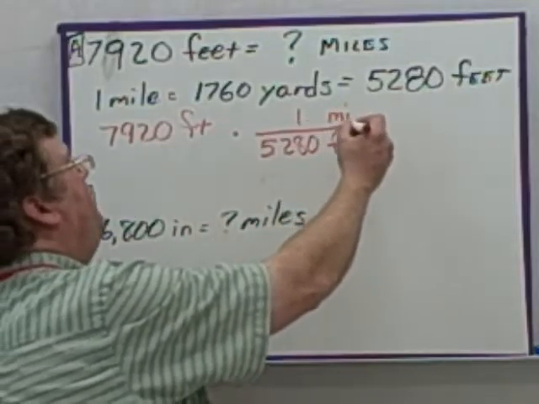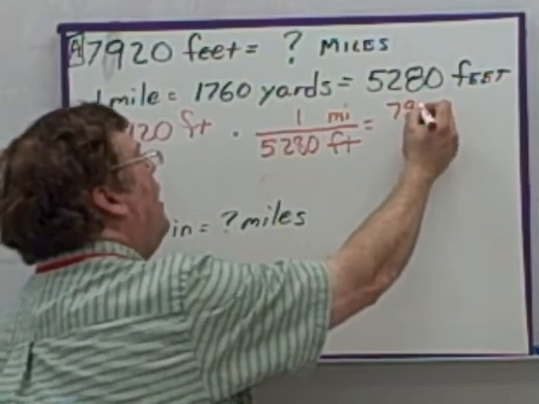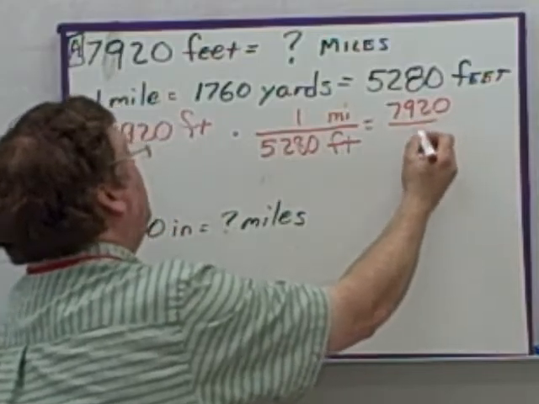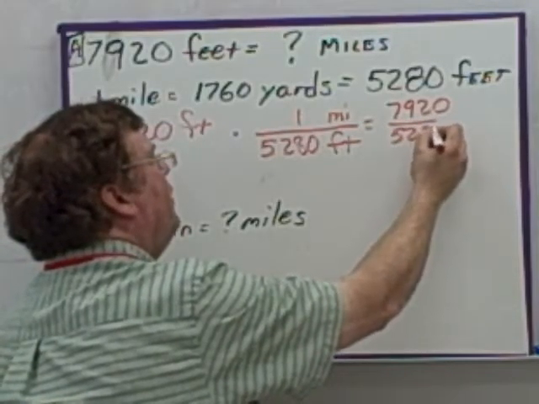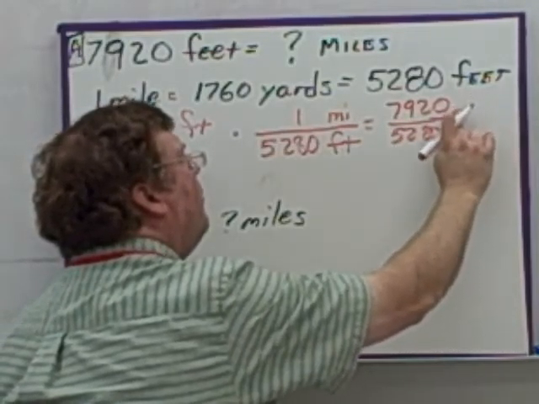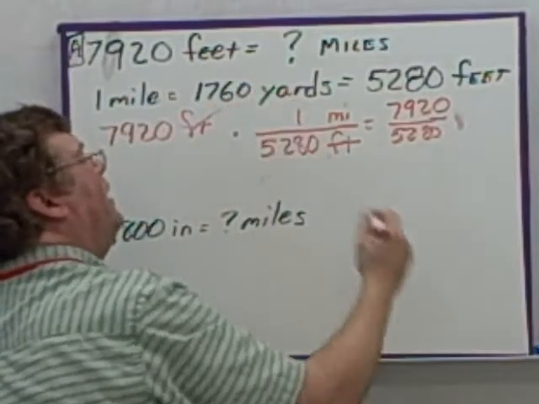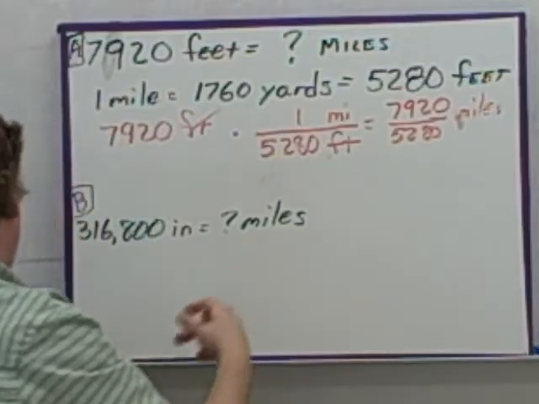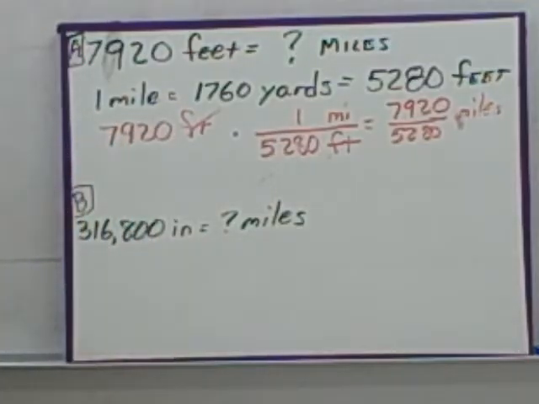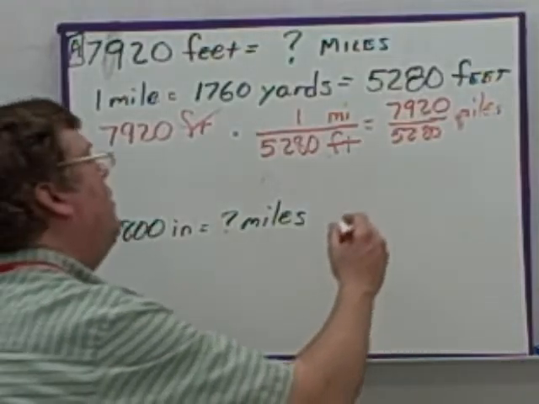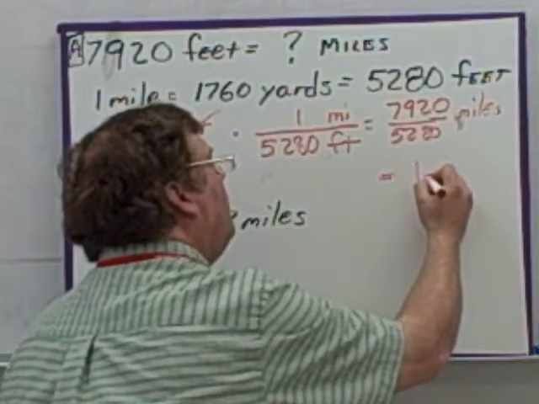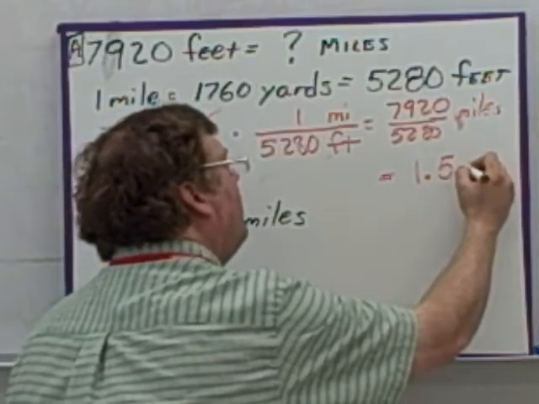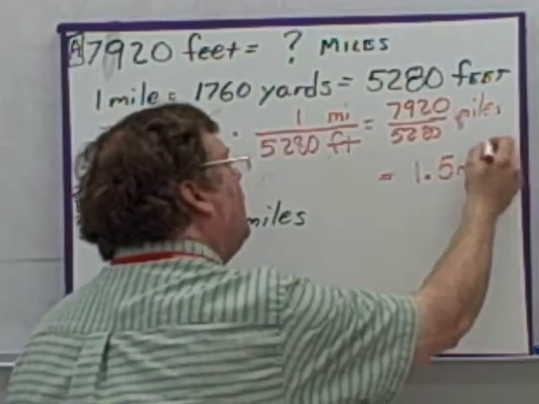Now, when you multiply this, you're going to end up with 7,920 over 5,280. What you're going to be left with, though, because the feet are going to cancel, is just miles. You do that division, 7,920 divided by 5,280, and you're going to get 1.5 miles.